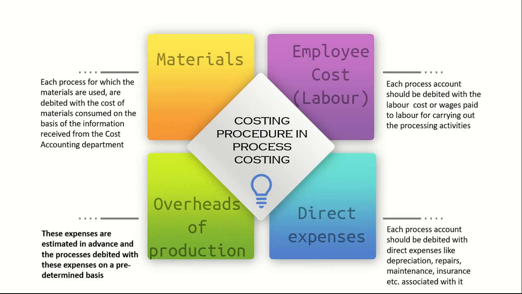Each process account should be debited with direct expenses like depreciation, repairs, maintenance, insurance etc. associated with it. Production overheads. Expenses like rent, power expenses, lighting bills, gas and water bills etc. are known as production overheads. Usually, these expenses are estimated in advance and the processes are debited with these expenses on a predetermined basis.